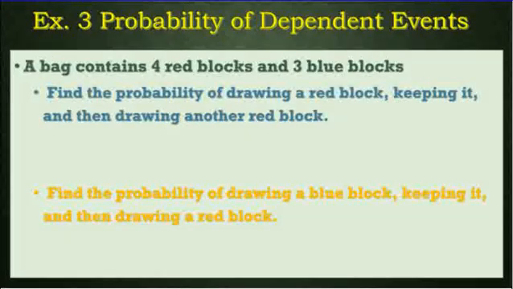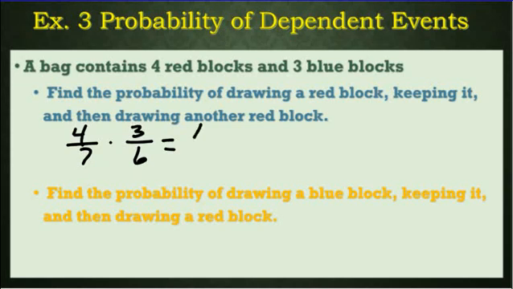Next one. A bag contains 4 red blocks and 3 blue blocks. Find the probability of drawing a red block, keeping it, and then drawing another red block. So we have a total of 7 blocks, and you draw a red one, so that's 4 out of 7. You keep it, so you have 6 left. And you draw another red block. So you start with 4, you took 1 out, didn't put it back in. So now you have 3 left.